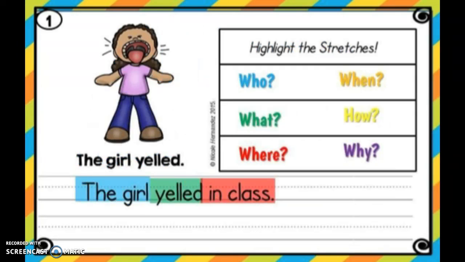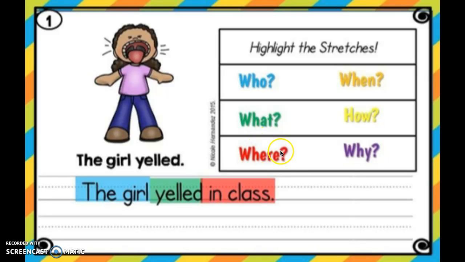I'm going to start by showing you card number 1, which is already done for you. On this card, you'll see a picture and a sentence. It says, "The girl yelled." And we want to think about how we can stretch this sentence out. The sentence already has the girl. That tells us who. Then it says yelled. That tells us what.